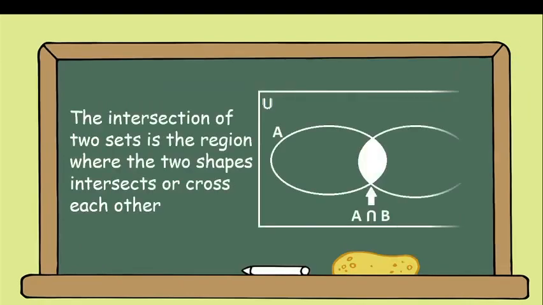The intersection of two sets is the region where the two shapes intersect or cross each other.